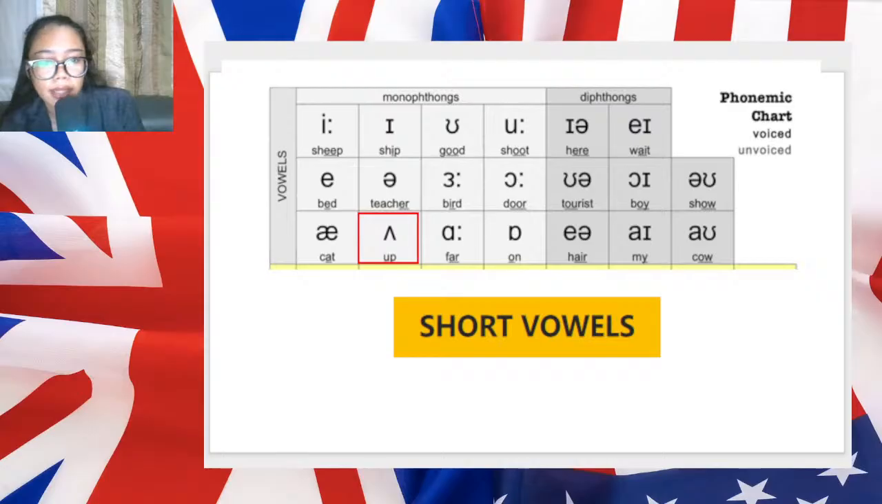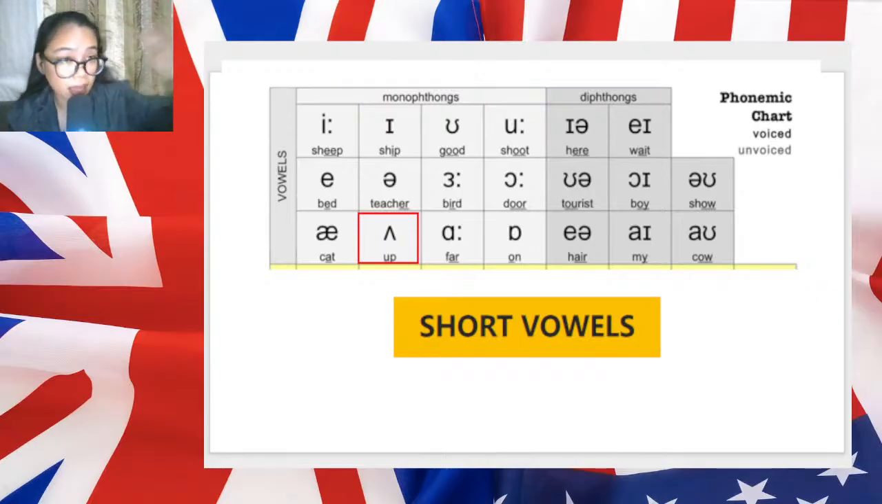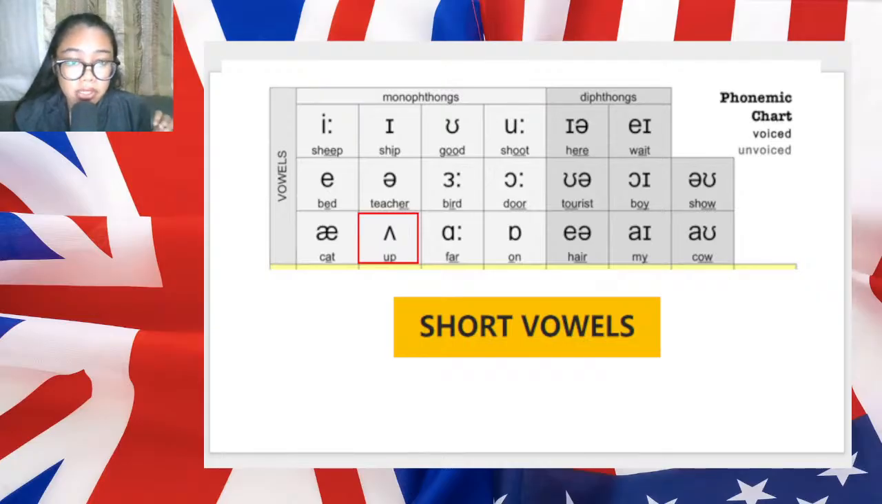Next is the tongue position, of course. Your tongue here is kind of relaxed and quite central in your mouth, neither very high nor very low. It's not low, and it's not high. And it's not very far forward nor very far back. So it's just in between. It's in a neutral, relaxed position, your tongue.